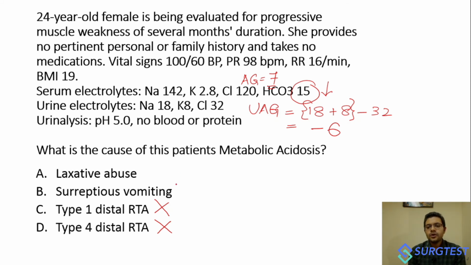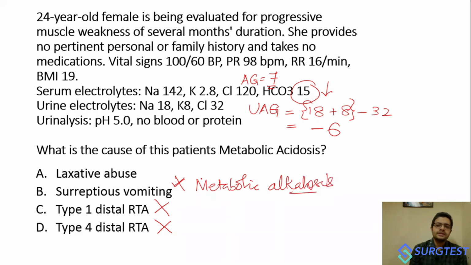Now discussing option B, which is surreptitious vomiting, that is also wrong because in case of vomiting, you are losing acid. The hydrochloric acid in the stomach is getting lost, and therefore vomiting causes a metabolic alkalosis because there is a loss of acid from the body. It does not cause a metabolic acidosis. Please remember that. So the correct answer is laxative abuse.